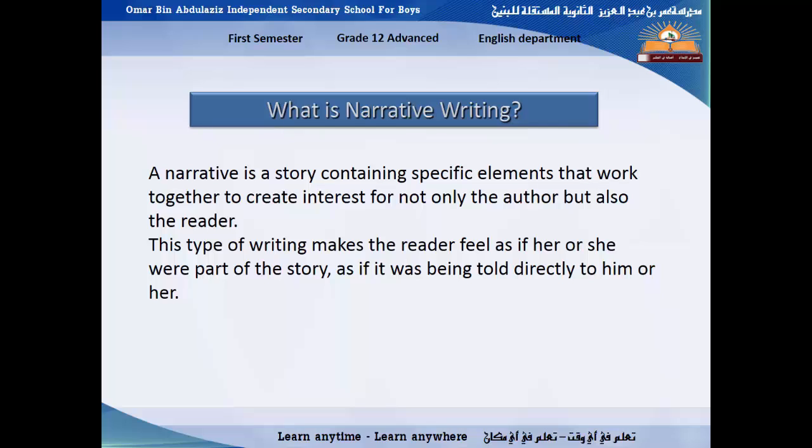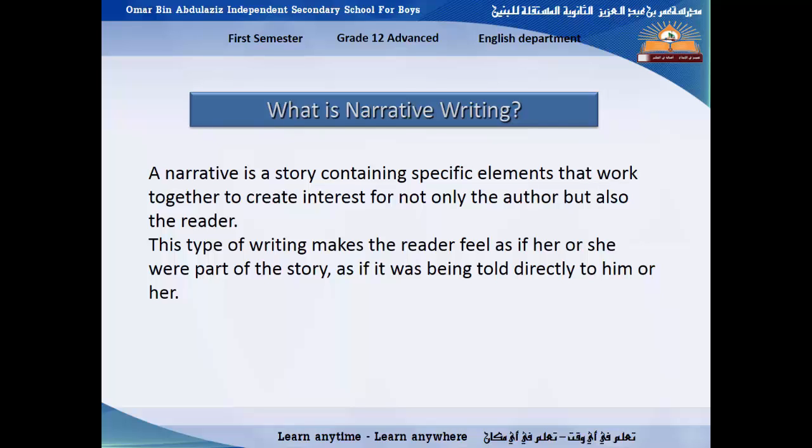A narrative is a story containing specific elements that work together to create interest for not only the author, but also the reader. This type of writing makes the reader feel as if he or she were a part of the story, as if it was being told directly to him or her.